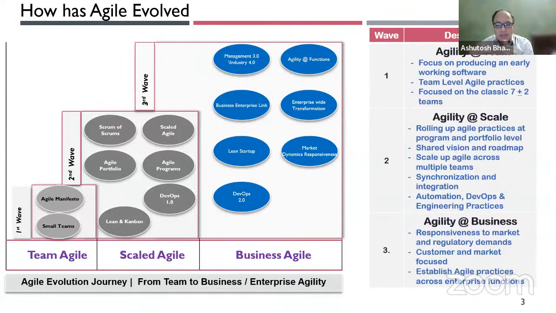Then came a very interesting wave, the biggest of all the waves, as you can see, the third wave, where they said, okay, that's fine. You have done agile at a team level, you have done agile at a program level, portfolio level, but what happens to my overall ecosystem or business around it?